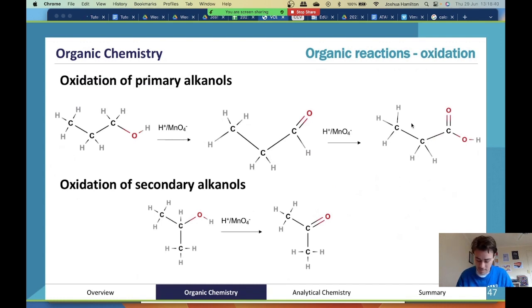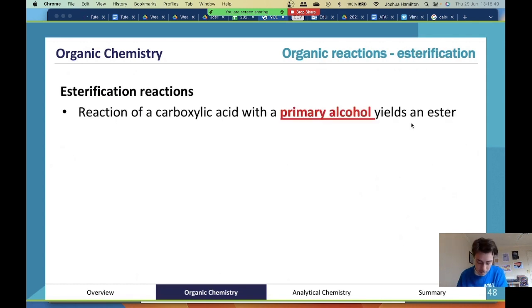And that's sort of about it. So it's kind of useful to know that. I'd say that's probably about it from that side of things. And then we have esterification.